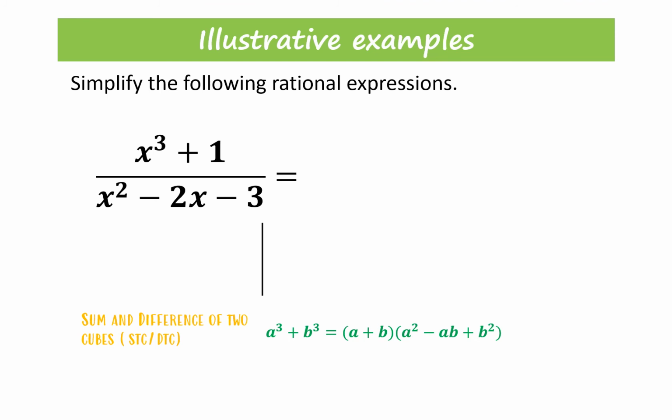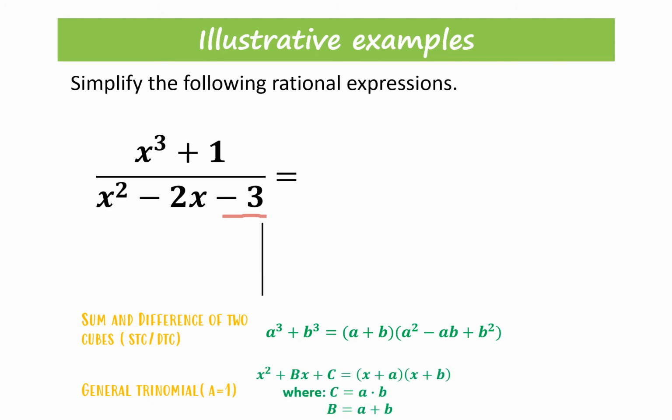PST ba siya? Hindi. Kasi ang negative 3, this negative 3 is not a square number. So, therefore, ang gagamitin natin is the general trinomial whose leading coefficient is 1. And this is the formula. So, dito kailangan lang natin kuhanin yung factor na negative 3 na pag pinag-add mo yung factor na yon, dapat ang maging sagot ay negative 2.